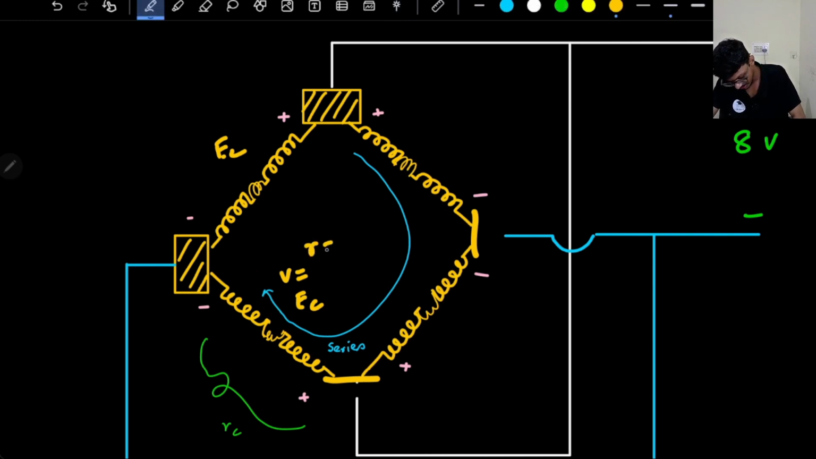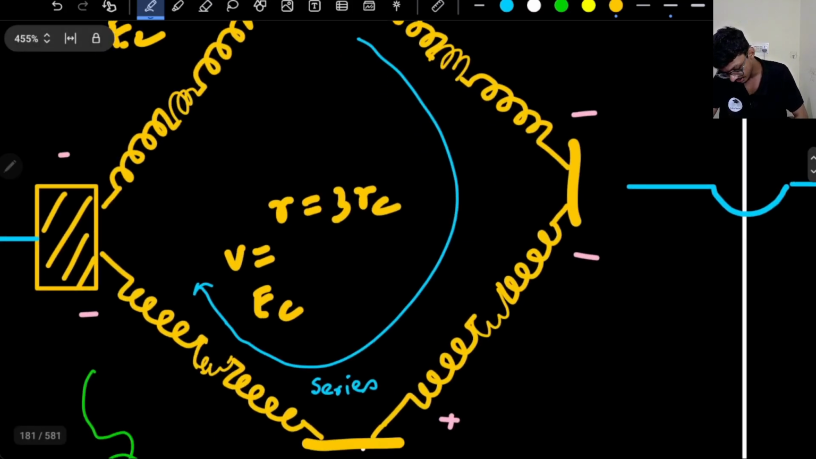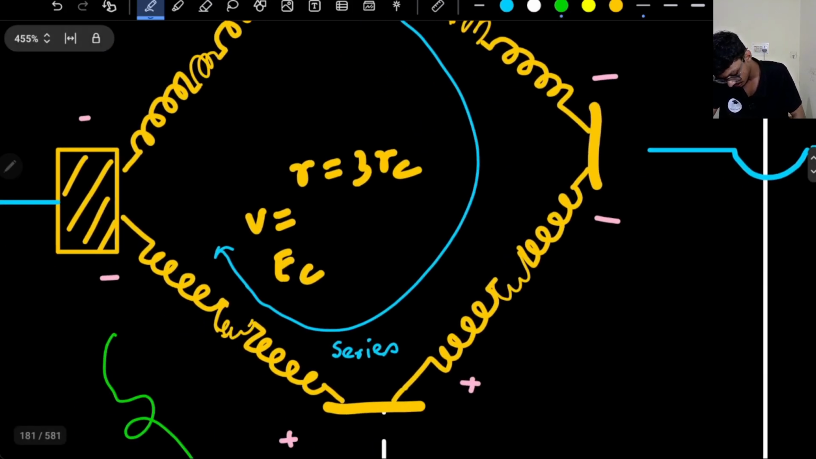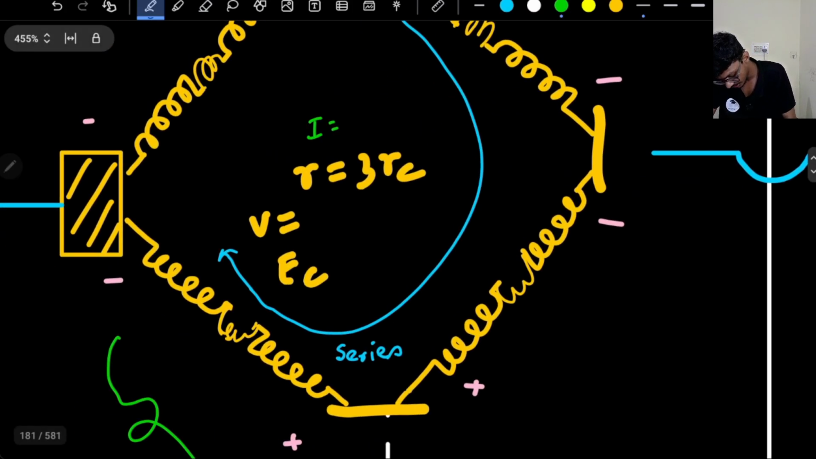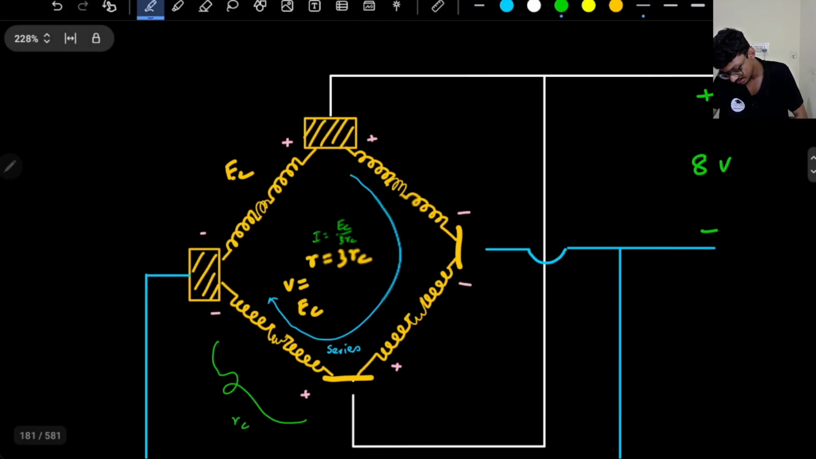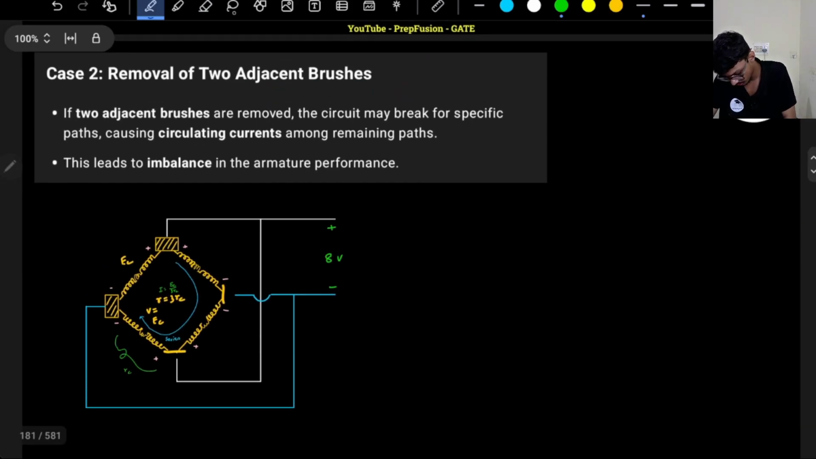3 RC, right? R is 3 RC, correct? So overall current will be EC by 3 RC. What is EC by RC? It's not 8 volt, sorry. This is simply EC or E, right?